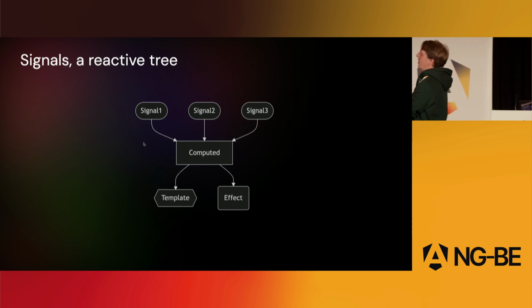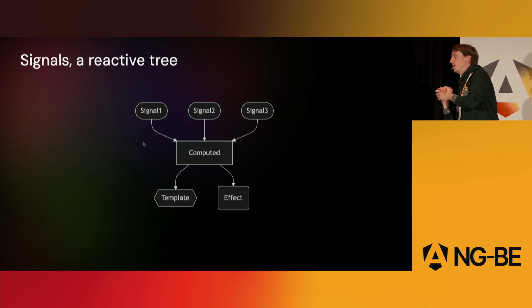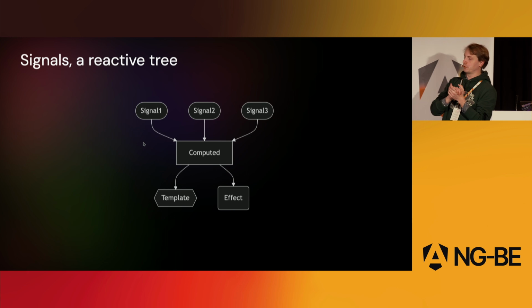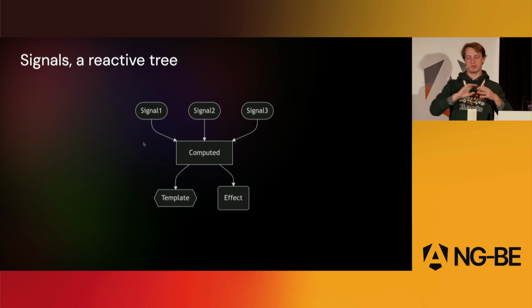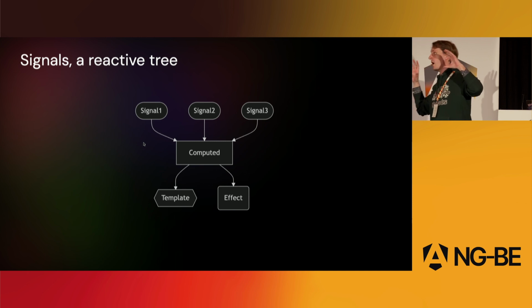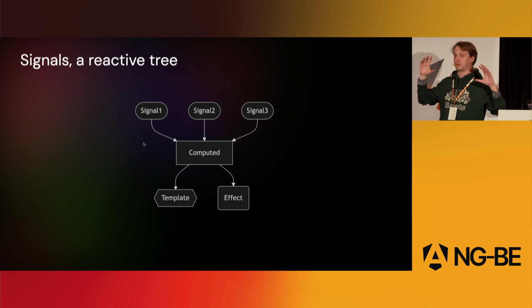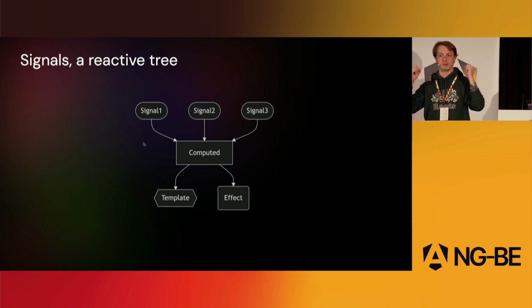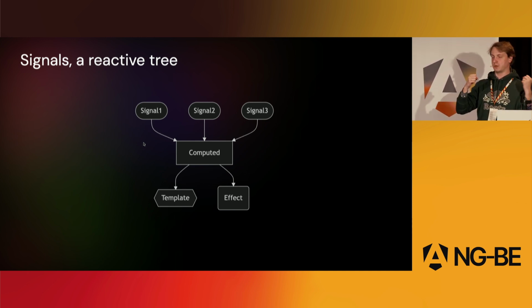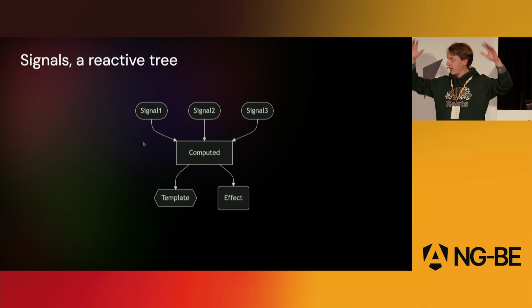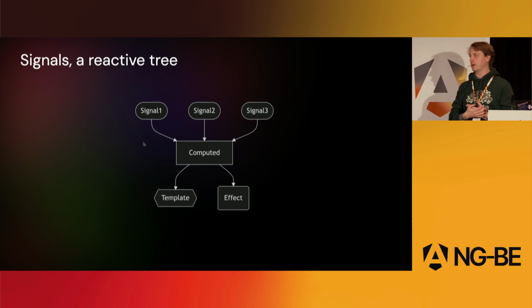The idea behind signals is that we create what we call a reactive tree. So in a reactive tree, you can have what we call producers. Producers, like signals, are the creators of the reactivity. They emit something. They have a value, but when the value is changed, they say, OK, I'm dirty, and it will propagate down the tree.